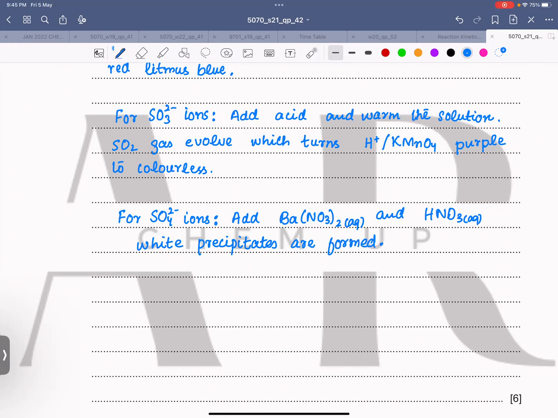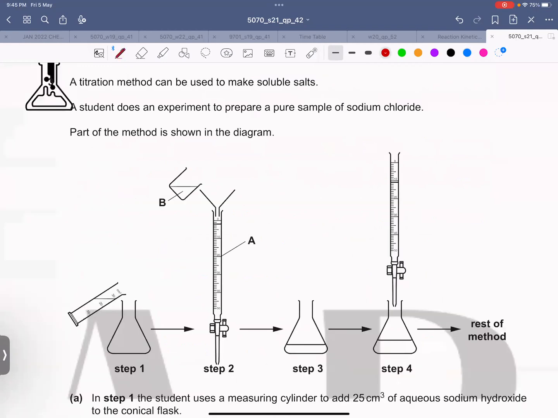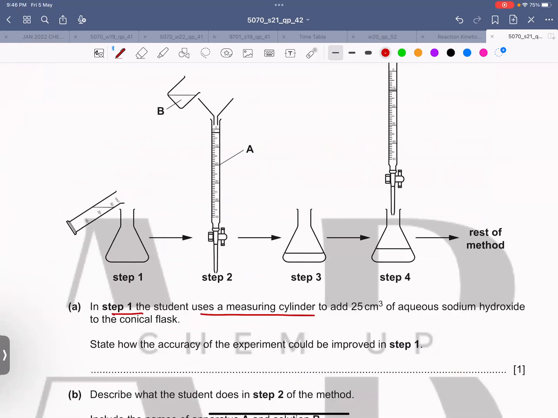Now, a titration method can be used to make soluble salts. Okay. An experiment to prepare a pure sample of sodium chloride. Part of the method is shown in the diagram. Okay. In step 1, the student uses a measuring cylinder to add 25 cm3 of aqueous sodium hydroxide to the conical flask. State how the accuracy of this experiment could be improved in step 1.